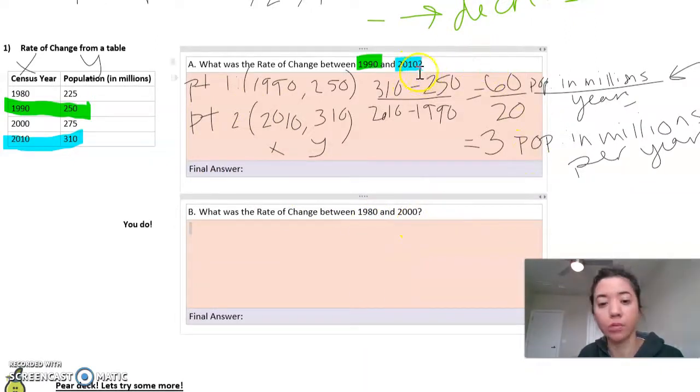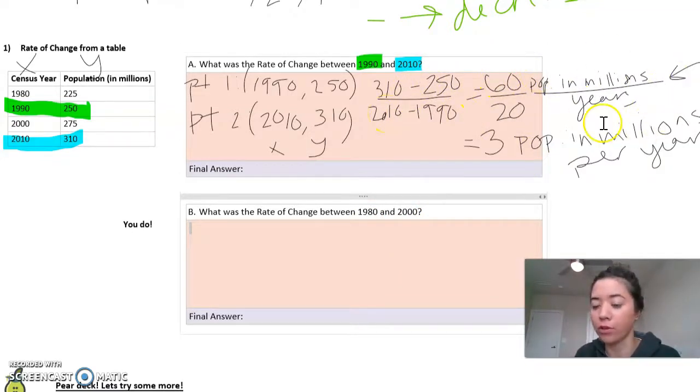Okay, I want you to go ahead and try to calculate it for this one, 1980 to 2000. So do your y2 minus y1 over x2 minus x1. Make sure you include your units here and tell me what your final answer is. All right, I will see you in a second.